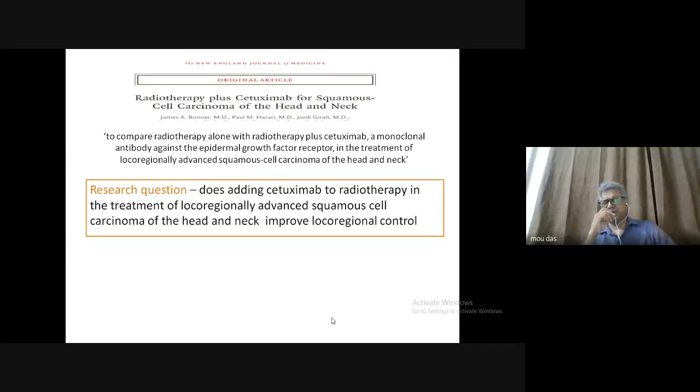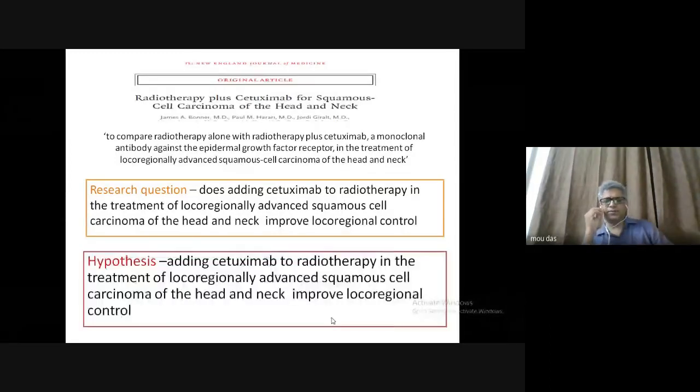So what was the research question? The research question was, does adding cetuximab to radiotherapy in the treatment of locoregionally advanced squamous cell carcinoma improve local regional control? And the hypothesis here would be, adding cetuximab to radiotherapy in the treatment of locoregionally advanced squamous cell carcinoma of the head and neck improves or does not improve local regional control.